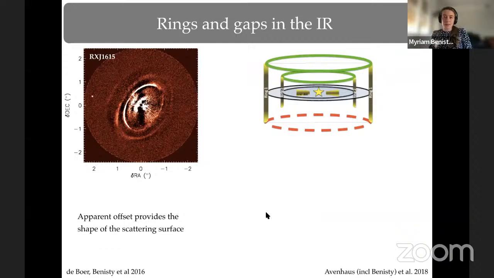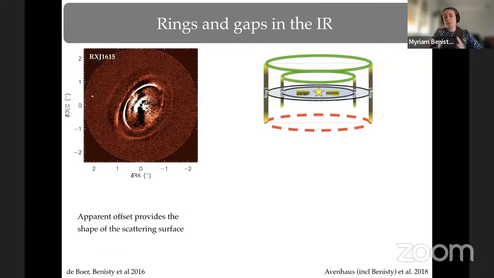Now we also have rings and gaps in the infrared, and they are very, very useful for us because they allow us to reconstruct the 3D structure, the 3D shape of the disk. That's an example of a disk where we have multiple rings. So there's one here, and this is only half of the ring that we can see, and one here. And you can see that these rings are all offset with each other.